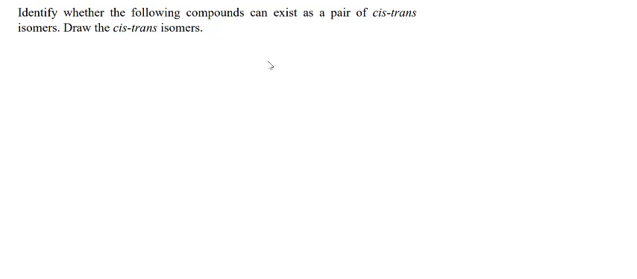Let's discuss our tutorial for the third question. For the third question, we are going to discuss the cis-trans isomer, or we can call it a geometrical isomer. So we know that there are two essential requirements for a compound to exhibit cis-trans.